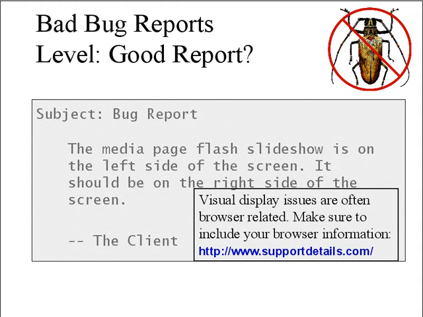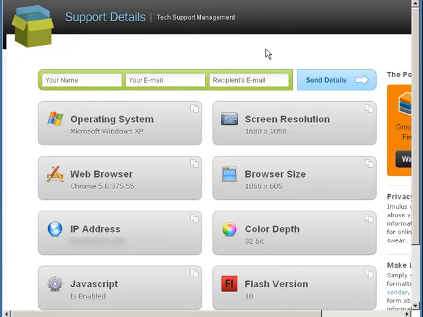While most developers try to test across multiple browsers, we can't test every page in multiple browsers whenever a small error comes up. It becomes very time consuming. So one thing that we can do is go to a website like supportdetails.com and it'll bring up information that looks like this. It takes just a few seconds and it tells us what operating system you're using, what your screen resolution is, which browser you're using, and other pieces of information.